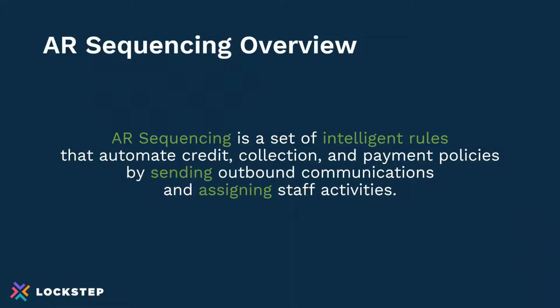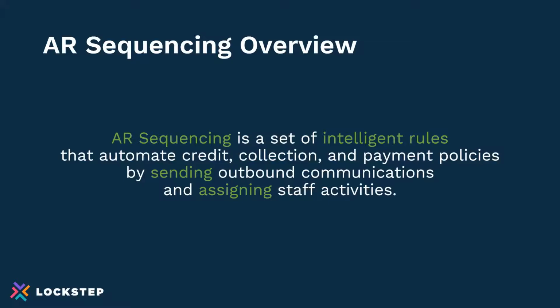What is AR sequencing? It's a technology that gives your team really what I call automation superpowers. So you have the ability to go in and really do a lot of great automation of the collections process. Specifically, AR sequencing is a set of intelligent rules that automate credit, collection, and payment policies that you have by sending outbound communications to customers and assigning staff activities. So it does that automatically.